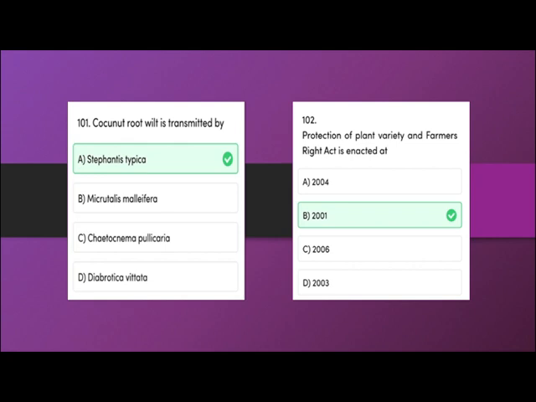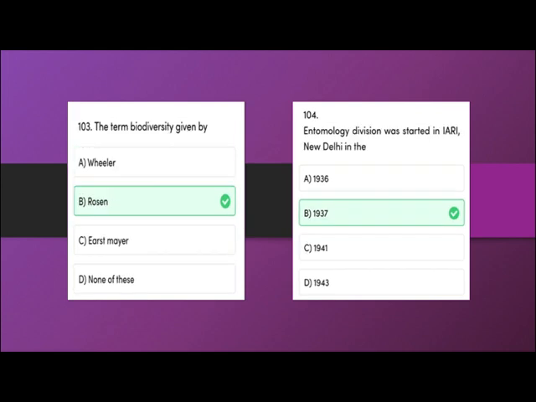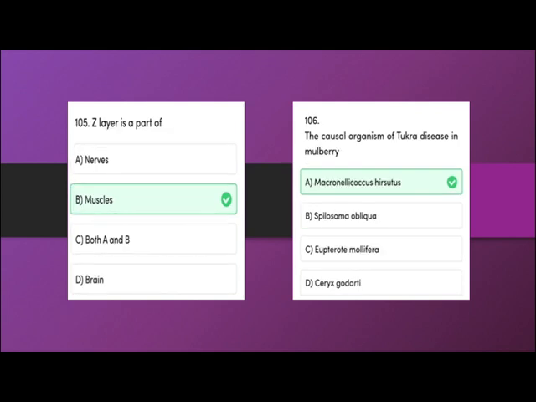102nd question. Protection of Plant Varieties and Farmers' Rights Act is enacted in the year 2001. Now come to the 103rd question. The term biodiversity was given by? Answer is Rosen. Come to the next question. Entomology division was started in IARI, New Delhi, in the year 1937.